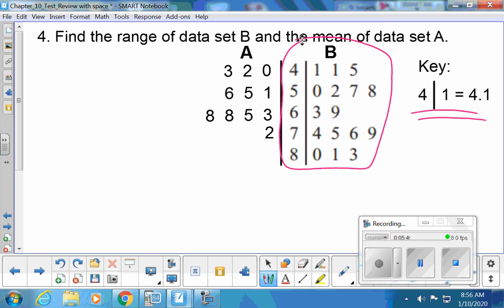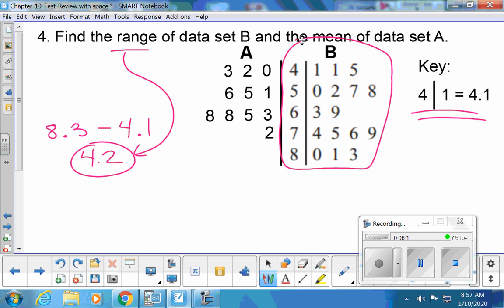we need to do the biggest number in the set minus the smallest number in the set. So what's the biggest number in the set, Ken? 8.3. Good. What's the smallest number in the set, Ken? 4.1. There's no 0 over here. 4.1. So 8.3 minus 4.1. What is it? 4.2. So that's the range of data set B. Oh, data set A. Okay.